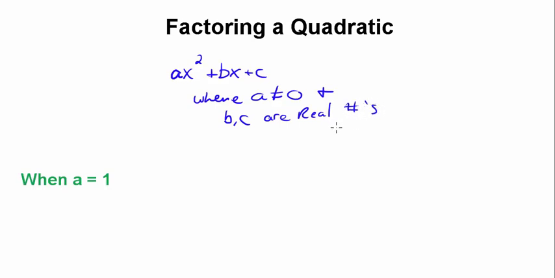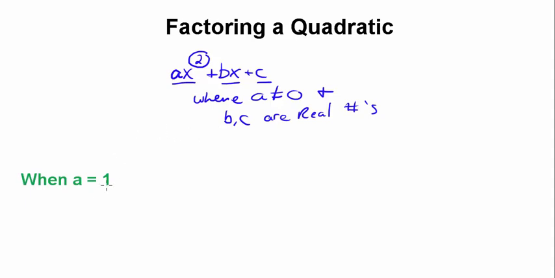are real numbers. So in this situation, what makes this a quadratic is the fact that the largest exponent that you have in your expression is 2. We call that degree 2. So because this expression is degree 2, then it means that it is a quadratic. In this case, if you have all three terms, it's called a quadratic trinomial.